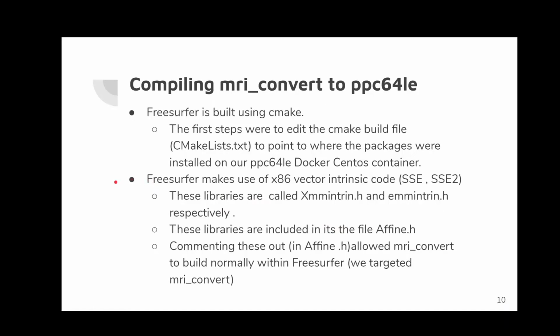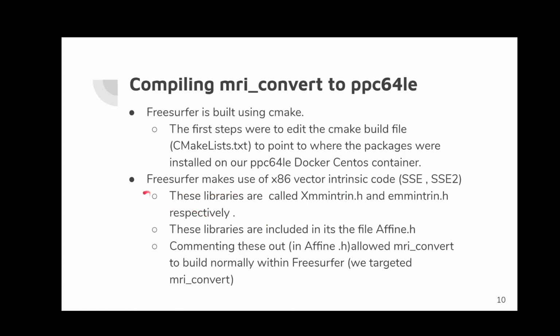We had to use some trial and error to compile FreeSurfer to PowerPC. FreeSurfer is built using CMake. The first steps were to edit FreeSurfer's CMake build files to find FreeSurfer's dependencies by editing its CMakeLists.txt file. To learn how CMake works, we first installed FreeSurfer on an x86 system and edited its CMakeLists.txt file to find its respective dependencies. With this accounted for, we needed to find where FreeSurfer made use of x86 specific code.